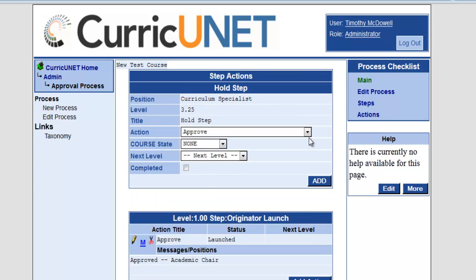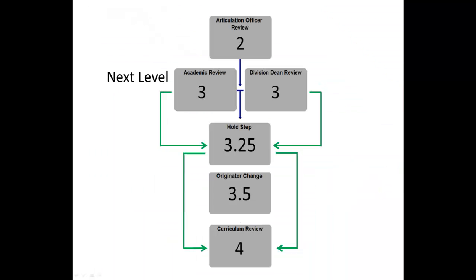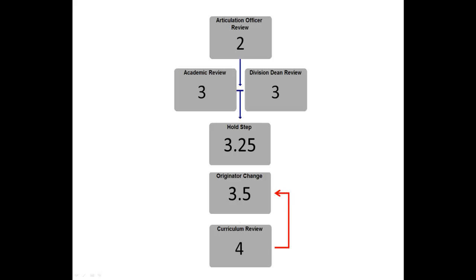Now for the action portion. You will use default for the course action, so CurricUNET will automatically push the proposal after 1 day. Select the next major level, in our case it's level 4, for next level. Select Launched as the course state to ensure the proposal stays locked from editing. Leave the completed box unchecked. Now, the proposal will wait for both required steps to take action and then move to the next main level utilizing the hold step. And if changes are requested, an originator can make the changes and send it right back to the position that requested the changes.